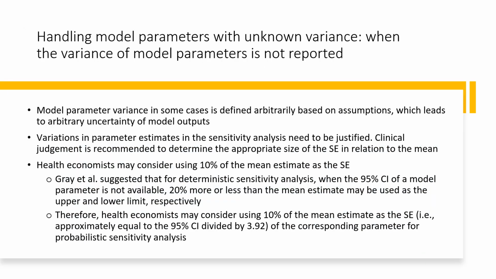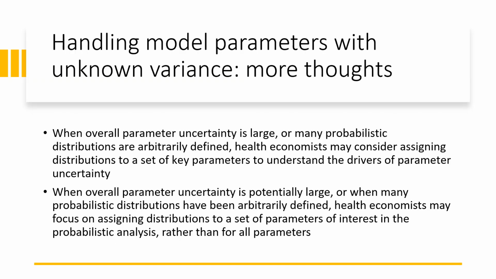Publications used to source potential model parameters may only report point estimates without any information about the variance around the estimate. Clinical judgment is recommended to determine the appropriate size of the standard error in relation to the mean. Health economists may consider using 10% of the mean estimate as the standard error of the corresponding parameter for probabilistic sensitivity analysis.